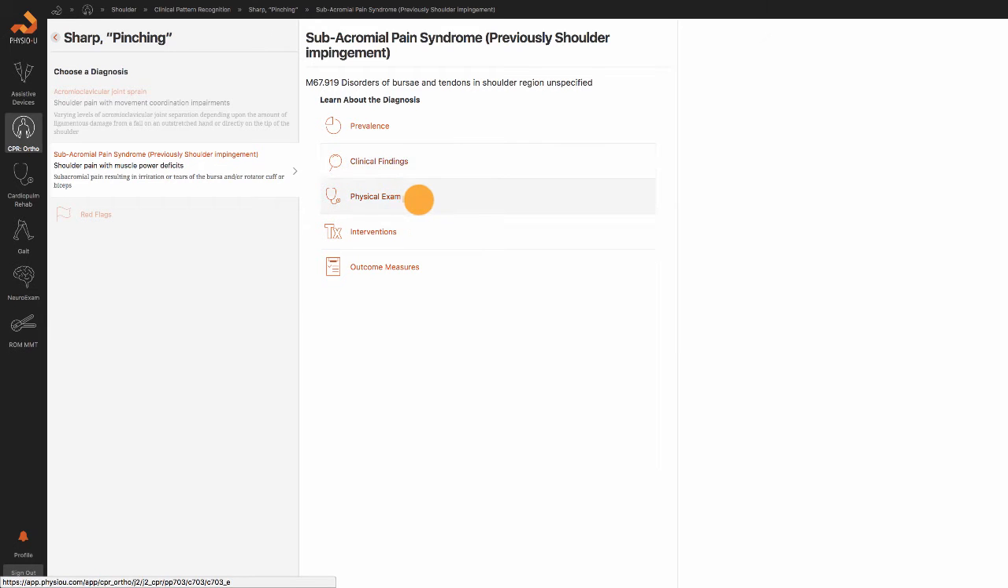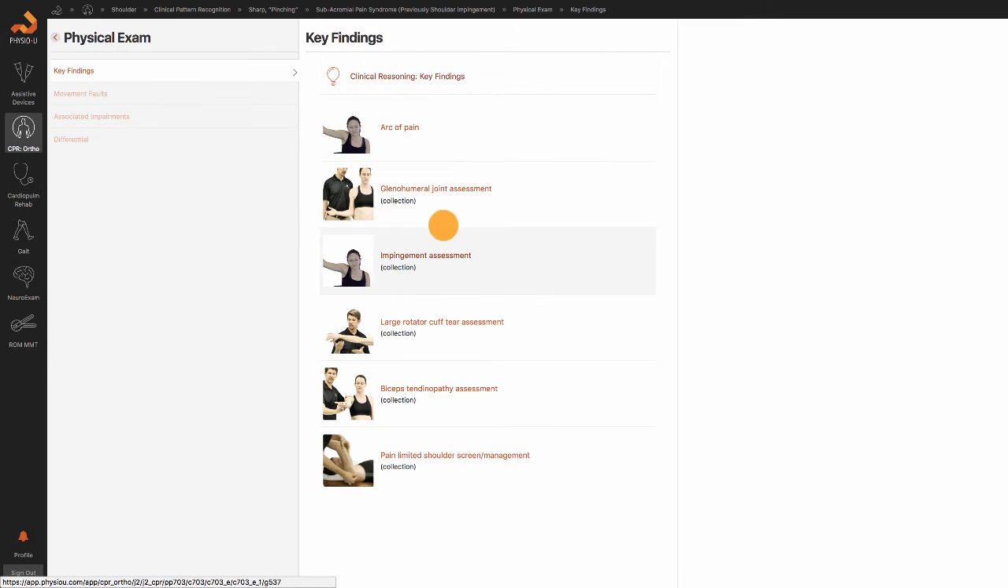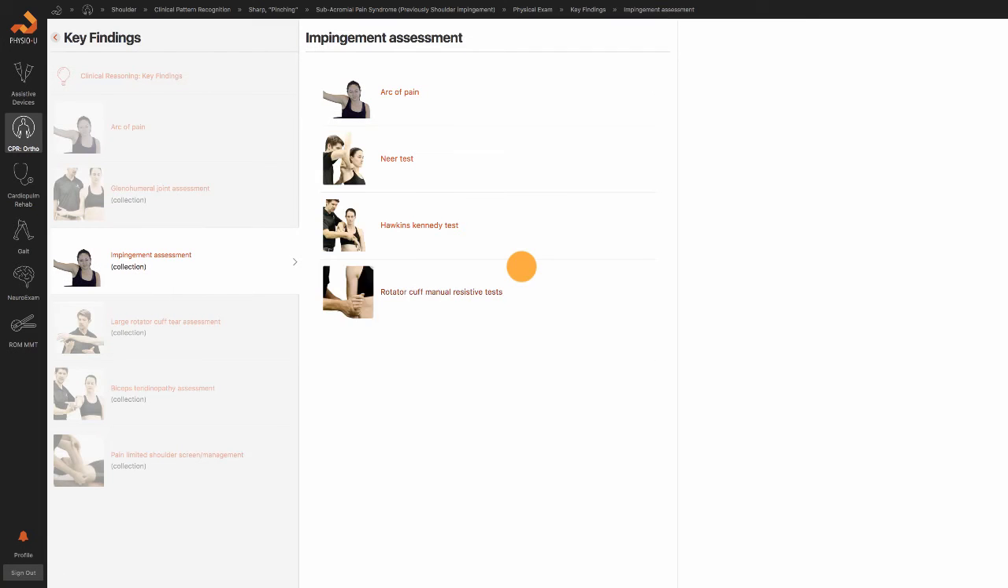In the physical exam, under key findings, you'll notice a cluster called impingement assessment. Here you'll note the arc of pain, the Neer's test, Hawkins-Kennedy test, and rotator cuff manual resistive test.